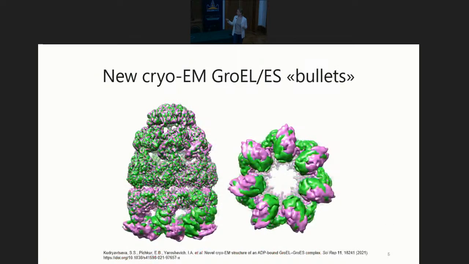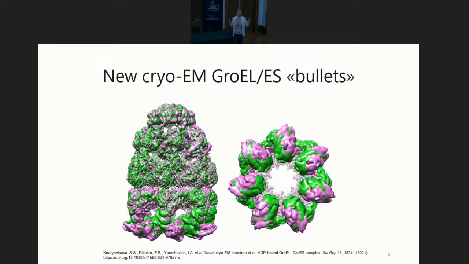They were quite similar in the part with the GROES on top, but they were quite different in the apical domains of the second ring. So here is the difference. We even turned them differently. We published this paper in 2021 in Scientific Reports, and we go into the details about which part of the functional cycle these structures look like. So if you want to go into the details, you can read this paper.